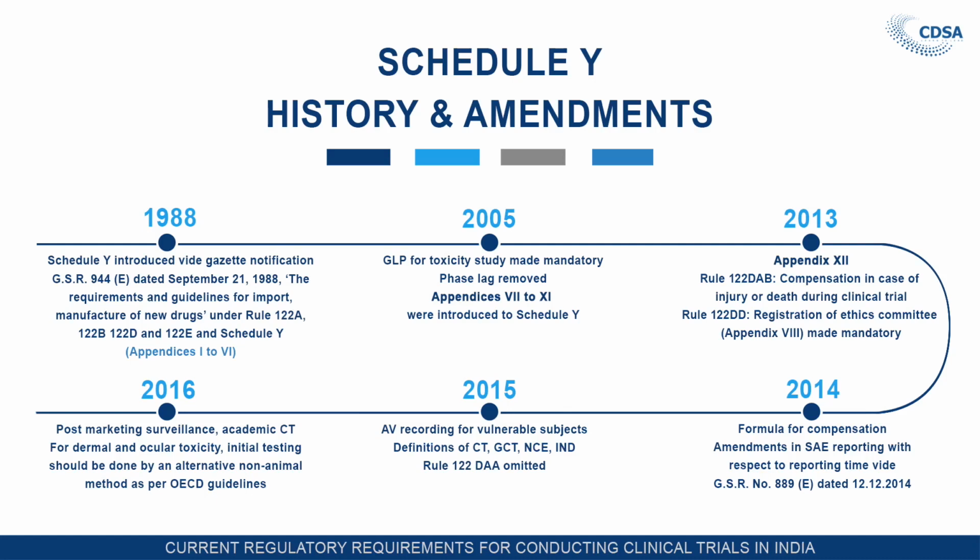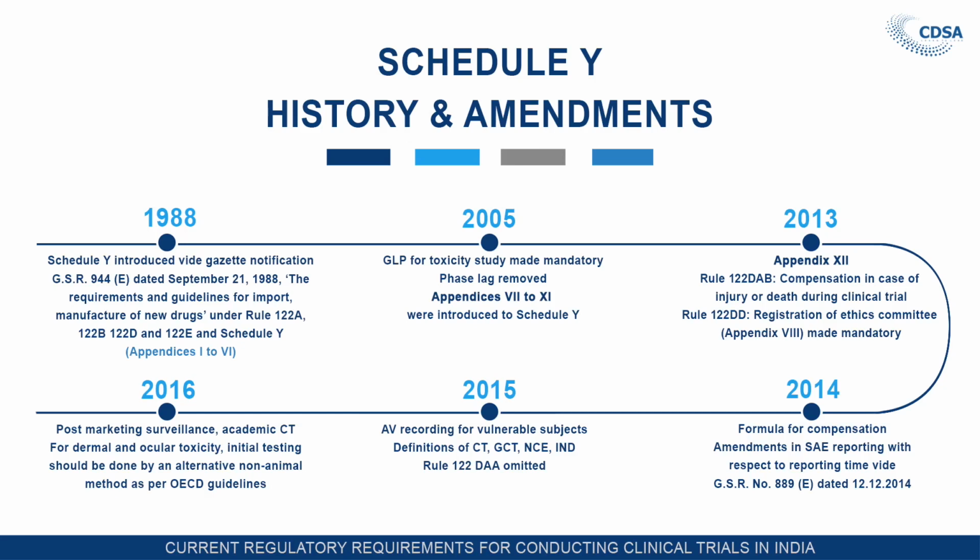Subsequently, in 2005, some amendments were made in this Schedule Y. For example, GLP for toxicity was made mandatory for animal toxicity studies. Then the phase lag was earlier there, meaning we could not do concurrent phases, that was removed. Then appendices 7 to 11 were further introduced to the Schedule Y. In 2013, Appendix 12 was added.